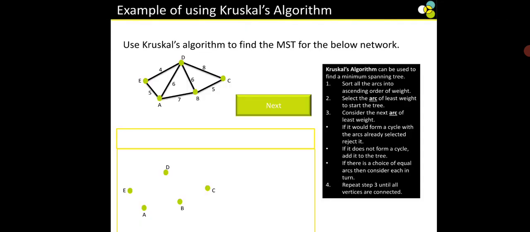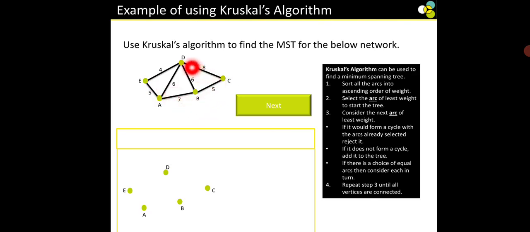So this is the example graph of Kruskal algorithm. Now, here we will be having nodes D, E, A, B, C likewise.